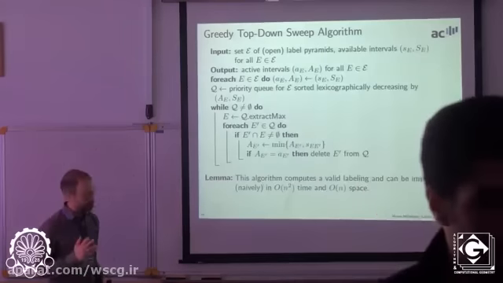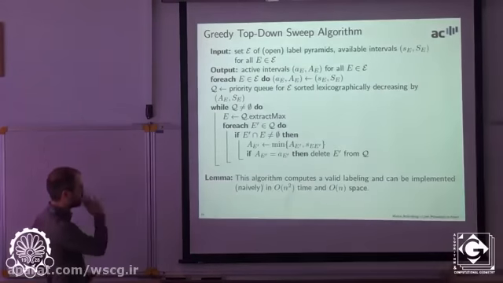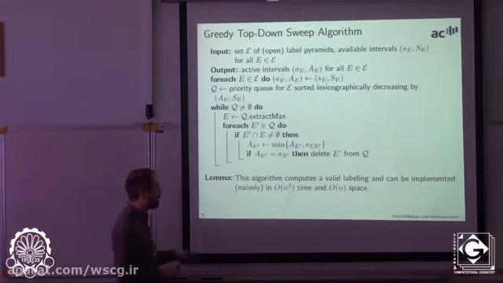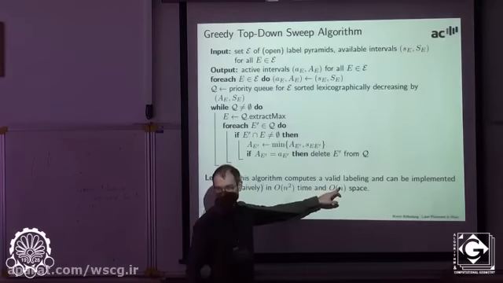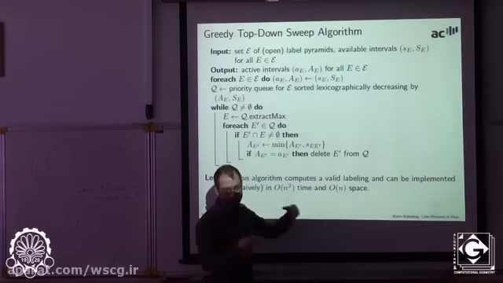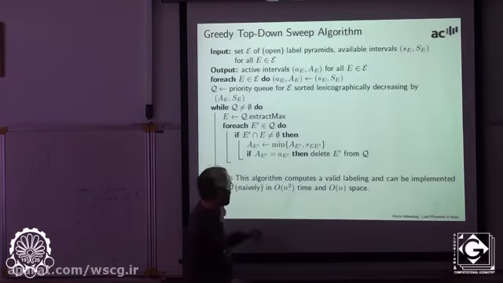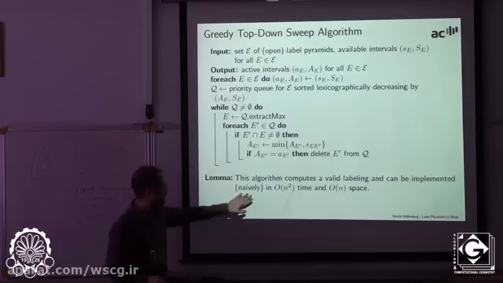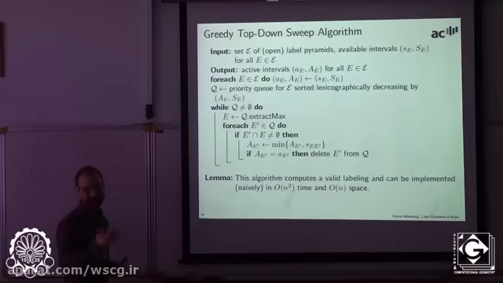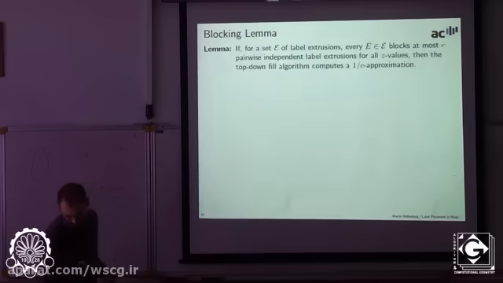Okay, so this algorithm that we have here certainly computes a valid labeling in the sense that we have no conflicts in the end, because we made sure that we remove all the conflicts. And if you don't worry too much about efficiency, you can do this in n squared time and n space. We'll do it slightly better in a few minutes.